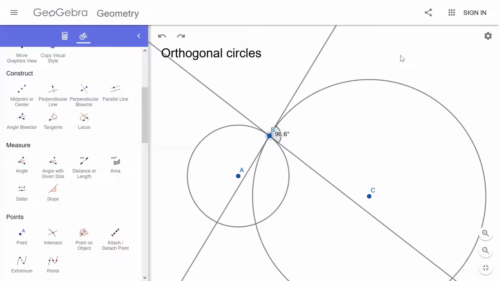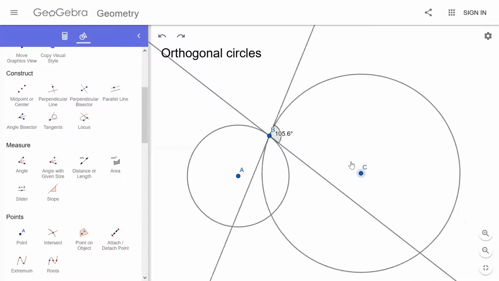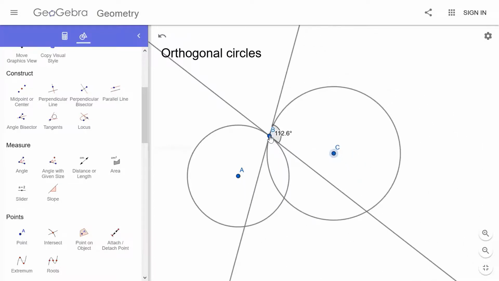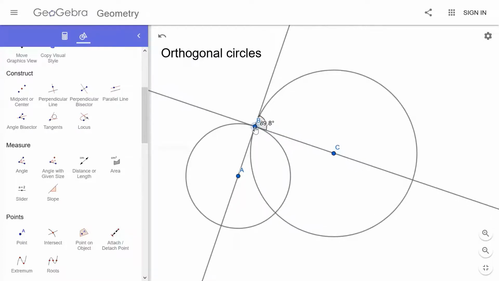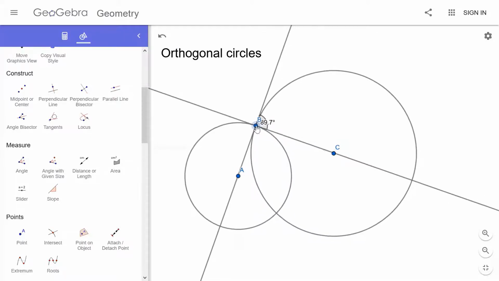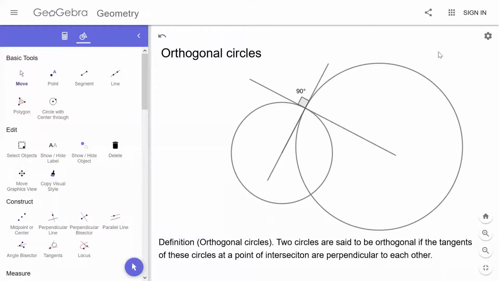After introducing the notion of angle formed by two circles, it's natural to call two circles orthogonal to each other if the angle formed by these two circles is 90 degrees, just as what we used to call two straight lines being orthogonal to each other. To summarize, let's write down the formal definition. Two circles are said to be orthogonal if the tangents of these circles at the points of intersection are perpendicular to each other.